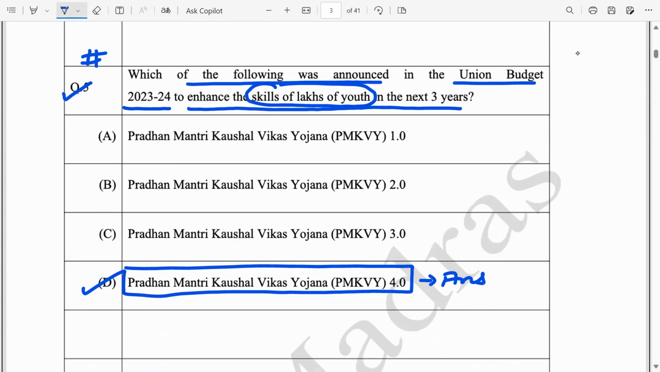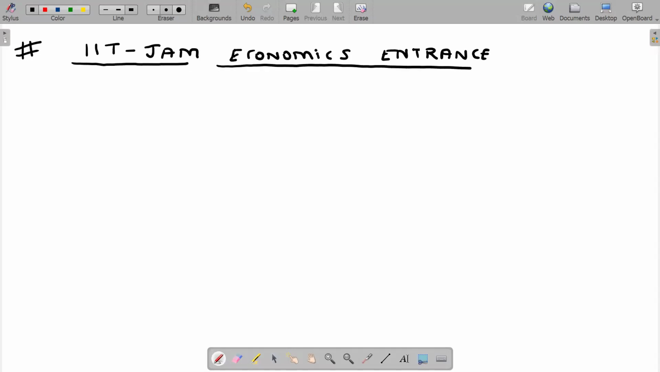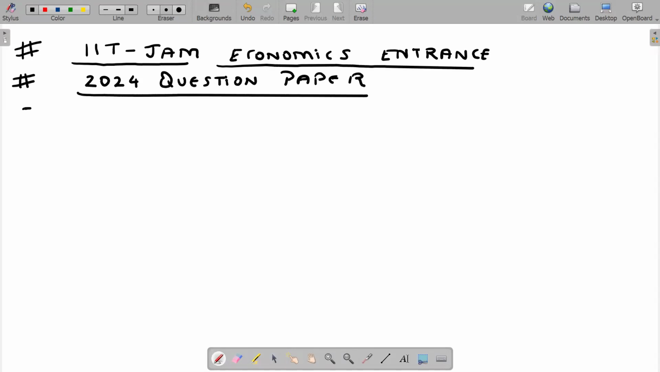I can quickly come to the whiteboard and I can also make all students write an important point regarding this. I'm just writing the main heading for completeness. This is IIT-JAM Economics Entrance, and we are looking at the discussion of the 2024 question paper. We are looking at question number 5.